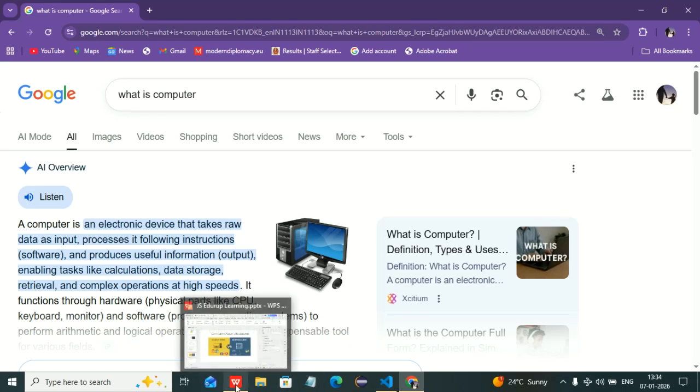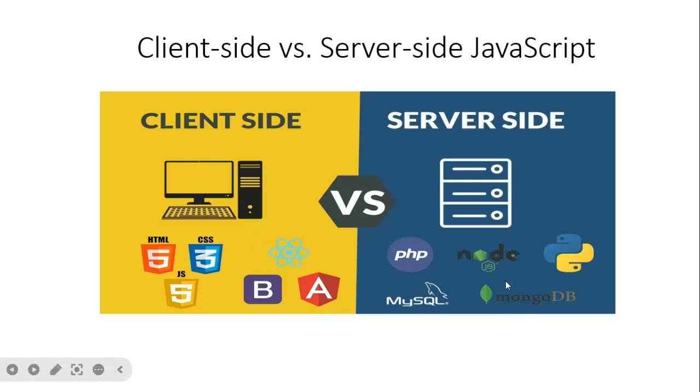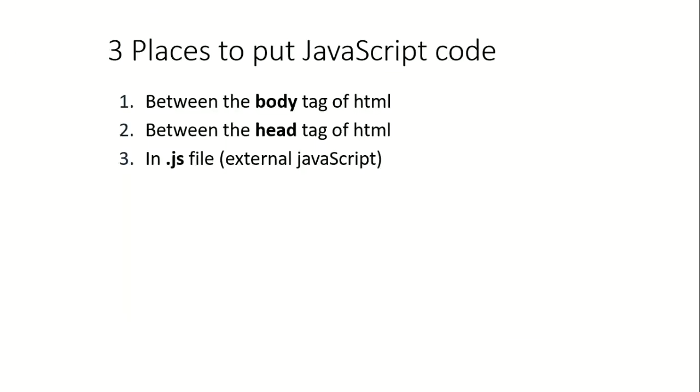This is how the server side and the client side work, and I have shown you a real-time example. Next, we will move to a very important concept: how many ways to add JavaScript. There are three places to put JavaScript code. What are the three ways? First, between the body tag. Secondly, between the head tag. And third, in a .js file, as an external file we can connect.